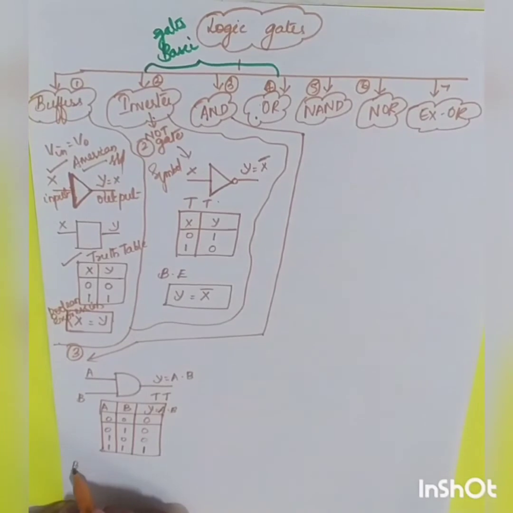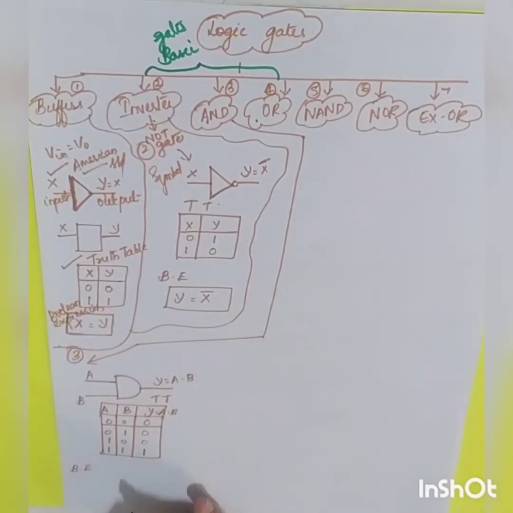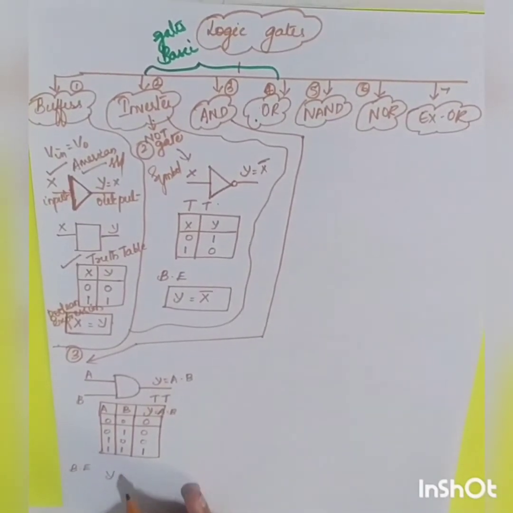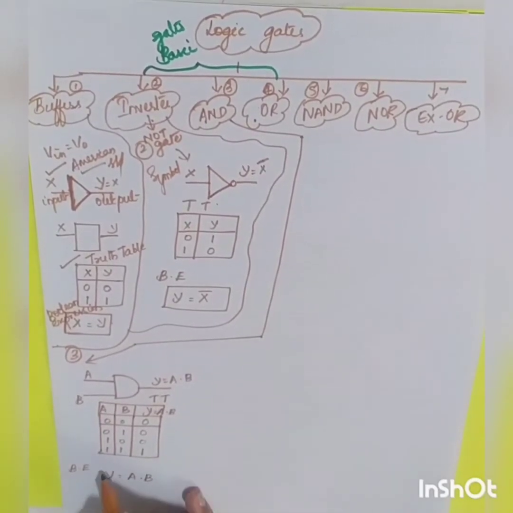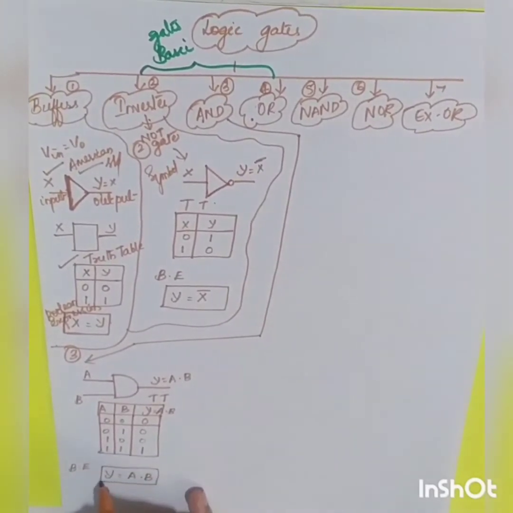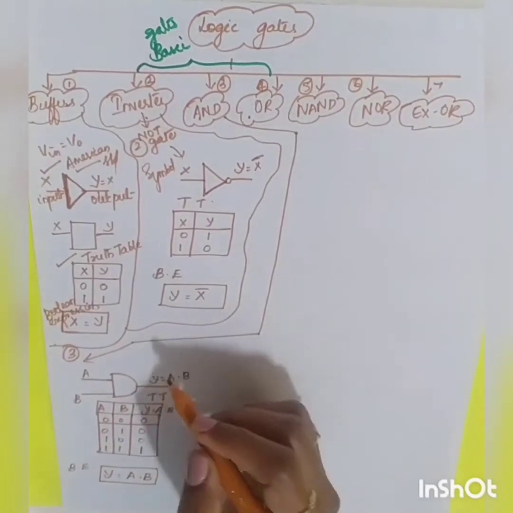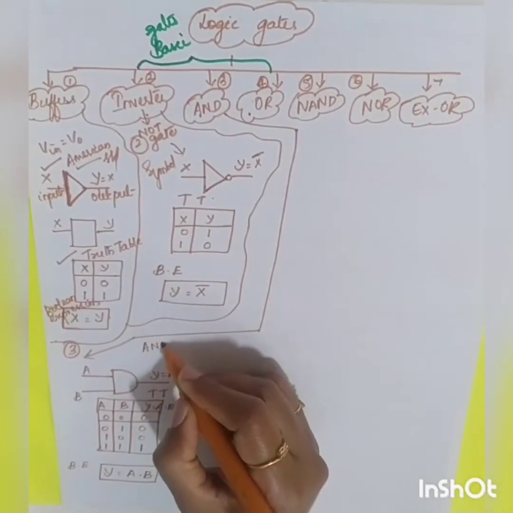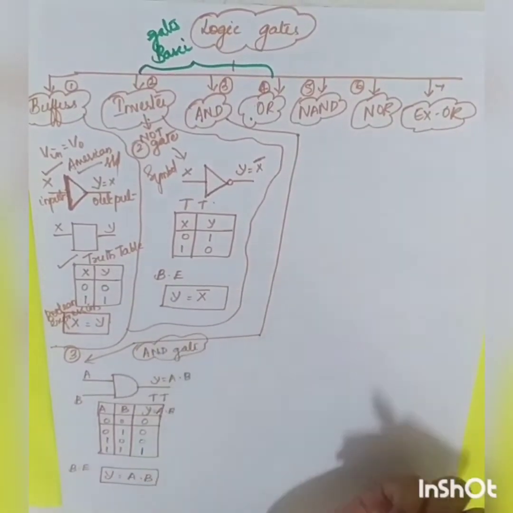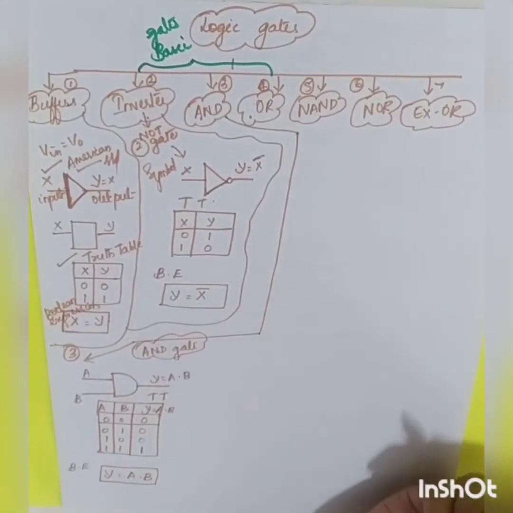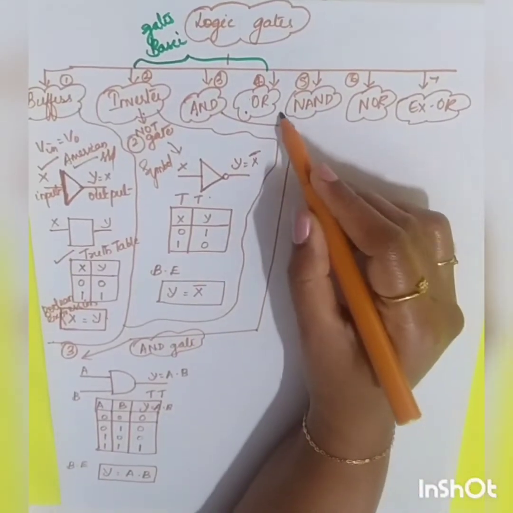Now what will be your Boolean expression? Boolean expression will be Y is equal to A dot B. So this is the Boolean expression of the AND gate. Now the next basic gate is the OR gate.